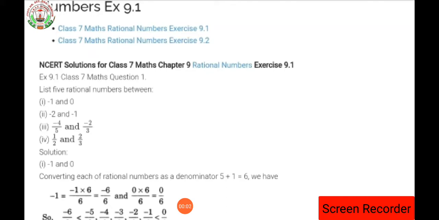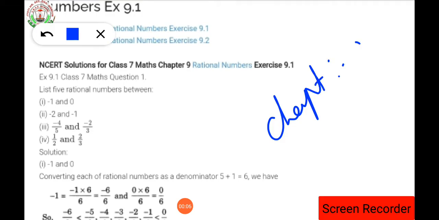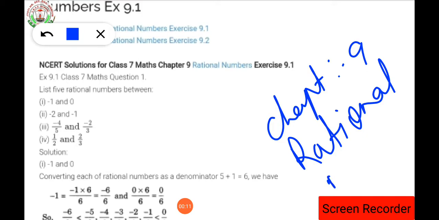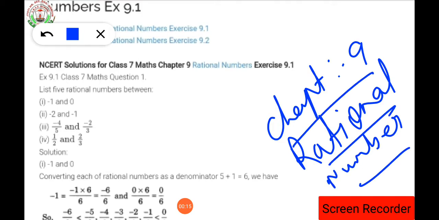To everyone. Today we will have the revision of chapter number 9, that is rational numbers. The name of the chapter is rational numbers. So we are going to see the revision of this chapter number 9, exercise 9.1, 9.2.